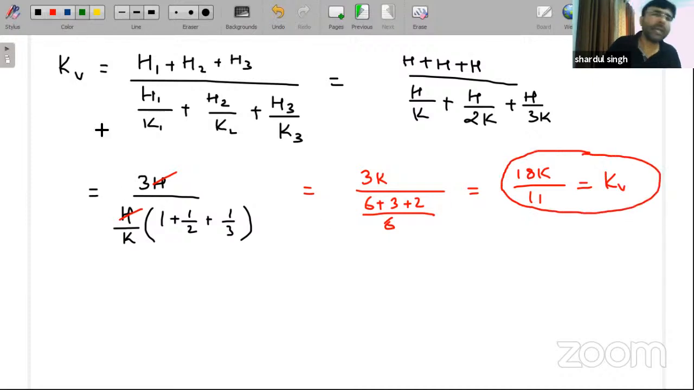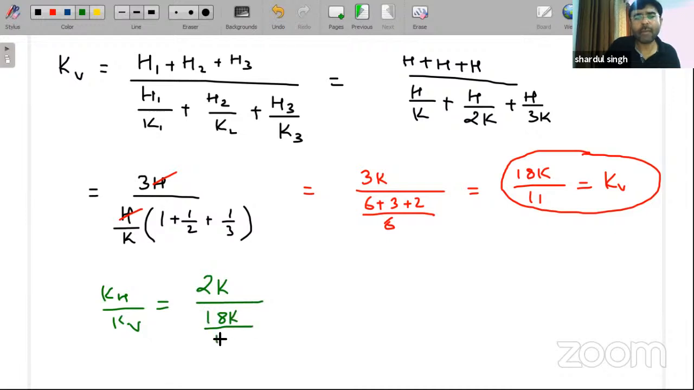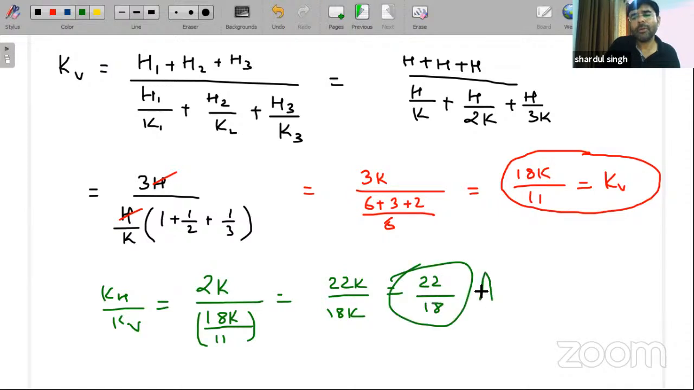You have been asked to calculate the ratio of KH and kV. The value of KH was 2K and the value of kV is 18K upon 11. So it will become 22K upon 18K, and it is 22 upon 18. This will be your answer for this question.